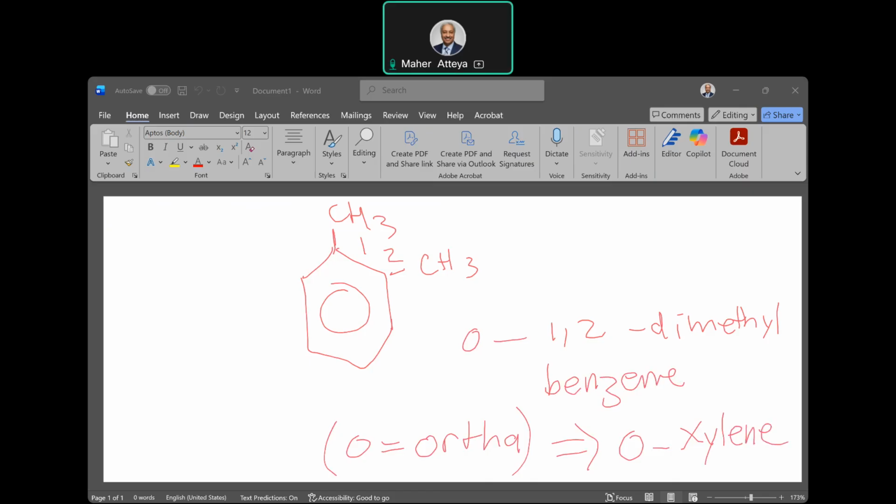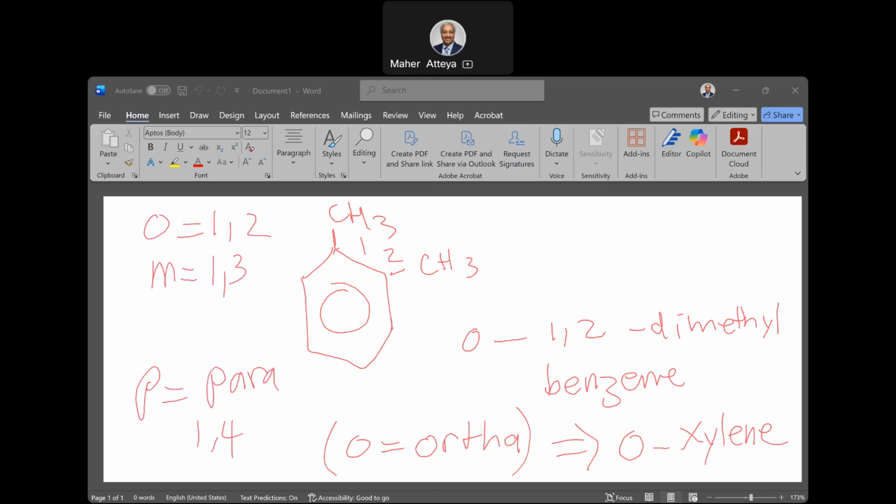Okay, guys, so we have para, P. Para means opposite to each other, which is the location 1,4. And meta is 1,3. And ortho is 1,2, the location of the methyl group. So that's about the aromatic, which is very important. Now you can attach any other group to it, but then you have to look at the numbering. The numbering has to yield a smaller number, not a large number, correct? So it has to yield lower.